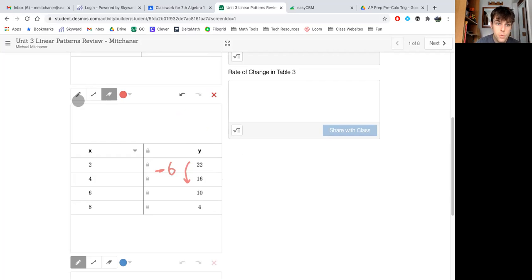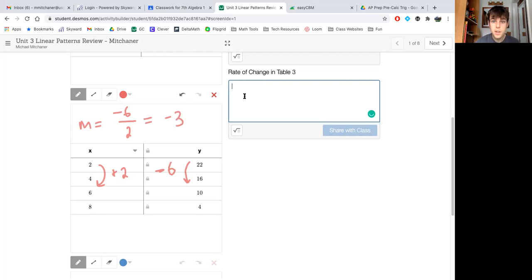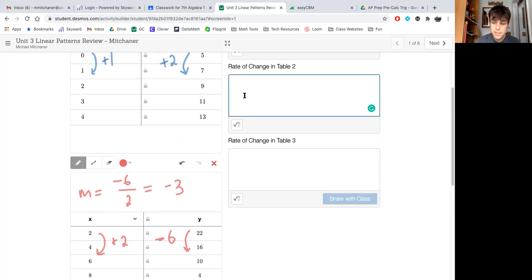So that's our change in y, and then our change in x. It's always important to check that. Sometimes it's 1, sometimes it's not. In this case, it's 2. So here our rate of change is negative 6 over positive 2. Change in y on top, change in x on the bottom, which is negative 3. So there we go. That's our rate of change in the second table here. Sorry, this is a little confusing.